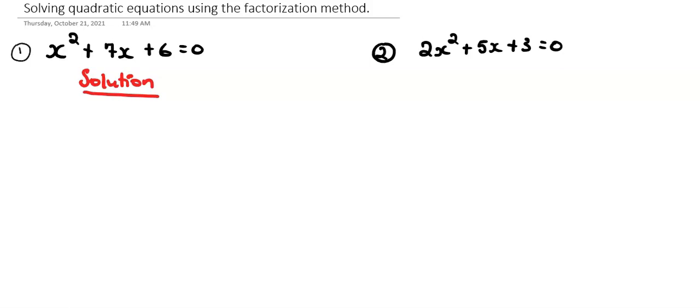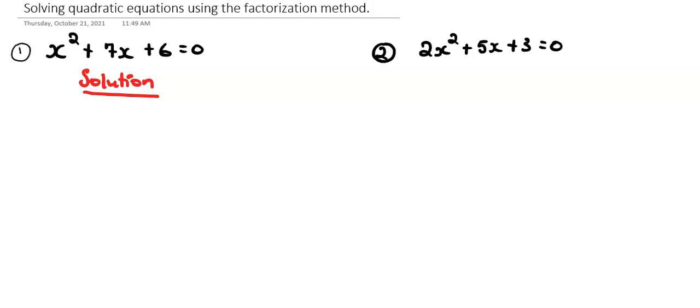Yeah, guys. Today we'll be looking at solving quadratic equations using the factorization method. All right, so let's get straight into it. We have 4 examples. Our first example is x squared plus 7x plus 6, and that is equal to 0.